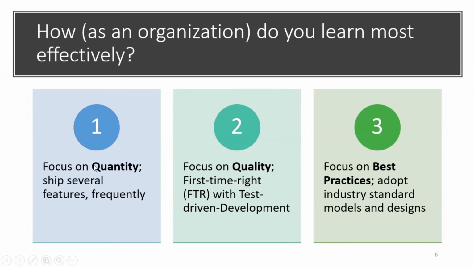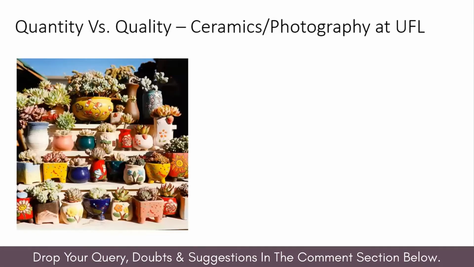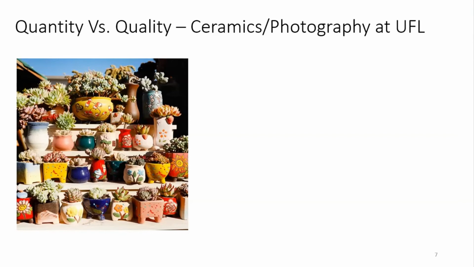Not a lot of people understand the value of quantity. Very surprisingly, this was demonstrated at a ceramics and photography class at University of Florida, where there were two groups of students. One group was asked to churn out ceramic pots, just a large quantity of them. They would be graded based on the weight of the total ceramic pots they had generated. So if they made, say, 40 kilos of pots, they would get a grade B, and if they made 60 kilos, they probably would get a grade A, and so on.